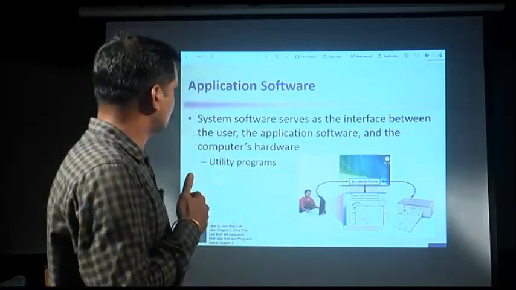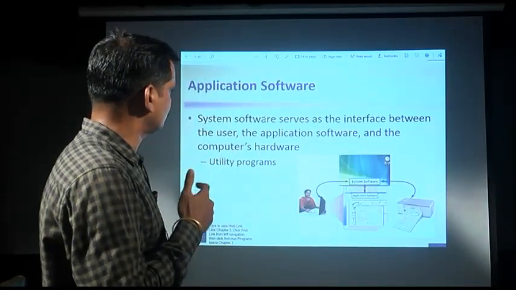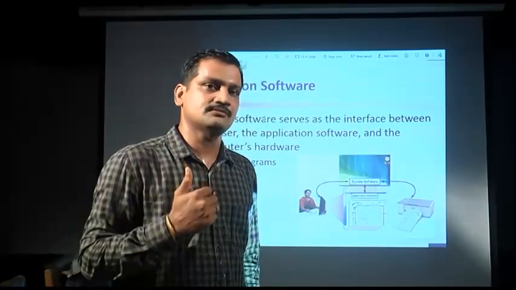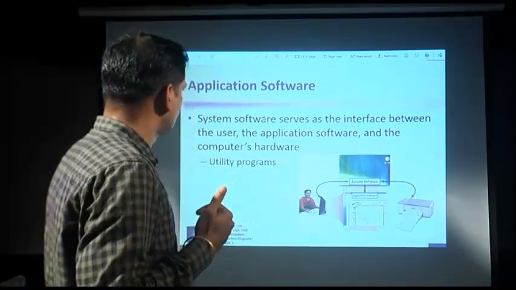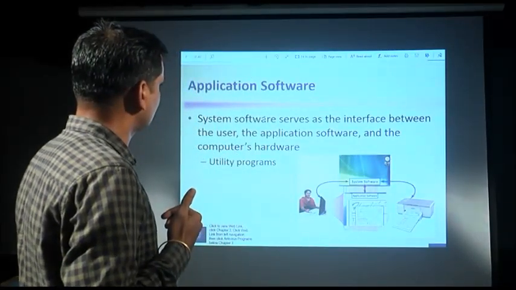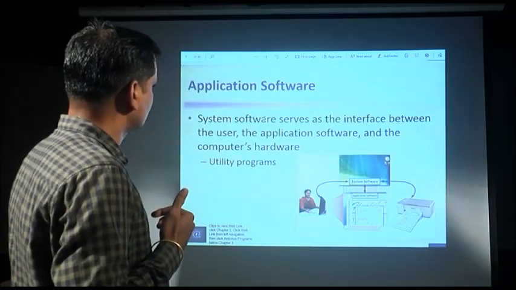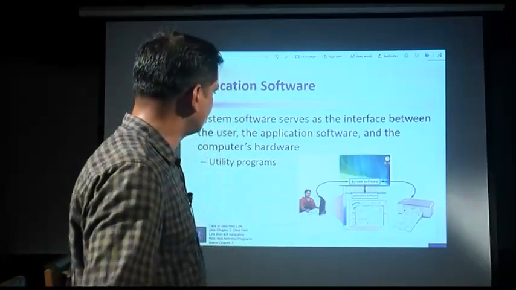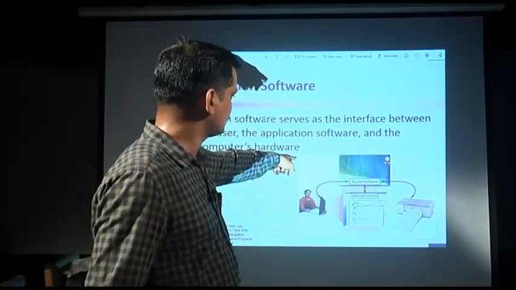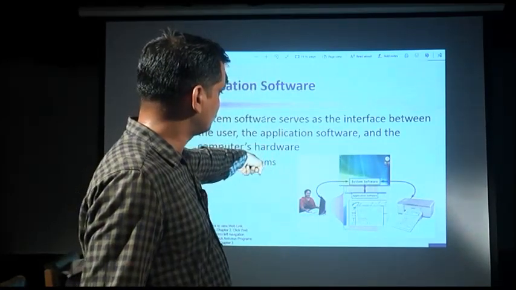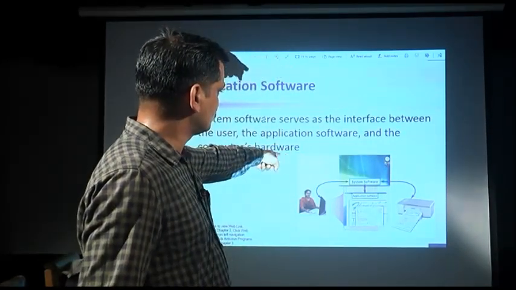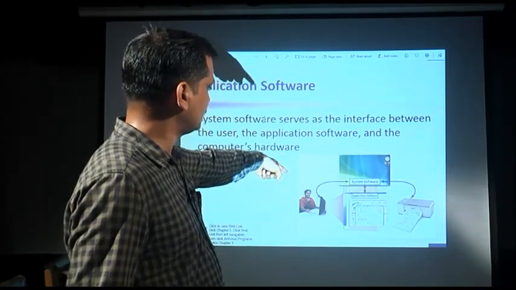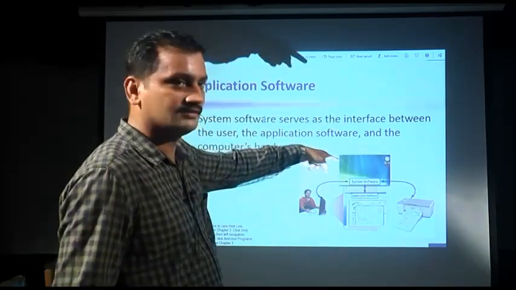System software also makes an interface between the user and the application software. System software serves as the interface between the user and the application software and the computer hardware. Some of the utility programs we discussed in the previous class. As you can see in this diagram, the system software and the application software are in the middle, with the user and the hardware on either side. So, the system software serves as the interface between the user and application software, and the user and the hardware.